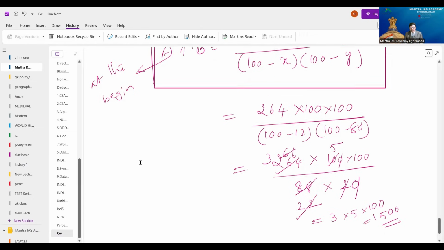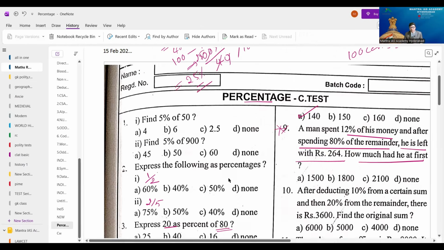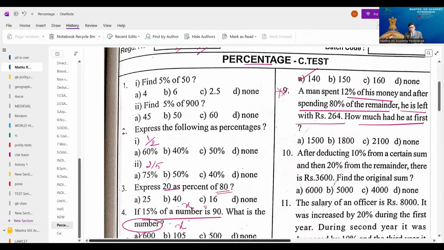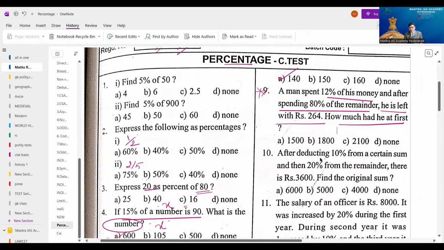Just look at the question number next, the 10th problem. Observe, it's a beautiful problem. After deducting 10% from a certain sum of money and then 20% from the remainder, there will be rupees 3600. Find the original sum. Same story. We have to find out the beginning amount. Original sum is how much? That is the question.